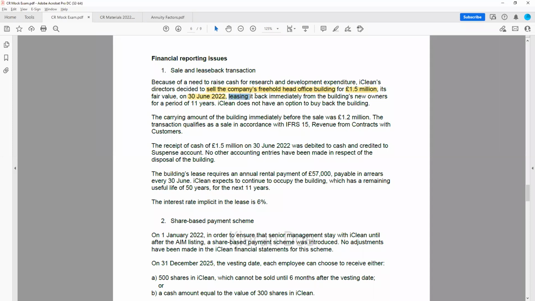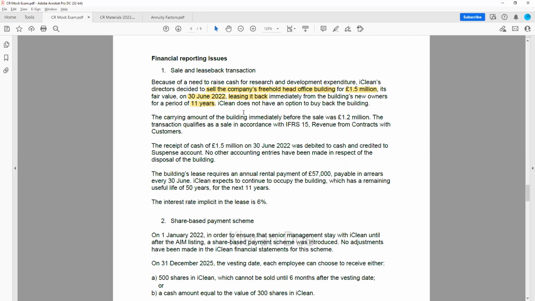So they leased it back from the building's new owners for a period of 11 years. So they obviously own the land and the building. To raise finance, they sold it for 1.5 million, but obviously they still need the head office building, so they're leasing it back. So it's a good way for businesses to raise cash. They're selling their asset, but they still need to use their asset, so they sell it, they get the lump sum of cash in, and then they're going to lease it back, so pay rents over the next 11 years.